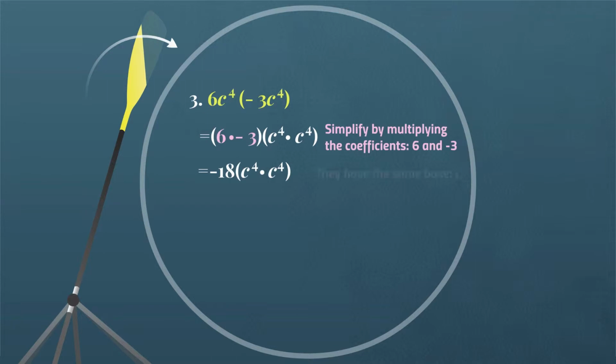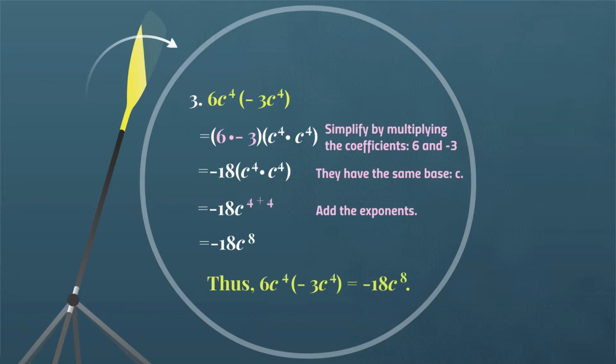The common base is c. So just add the exponents and put c as the base. The exponents are also the same, 4 and 4. 4 plus 4 is 8, so the answer is negative 18c to the 8. Thus, the product of 6c to the 4 and negative 3c to the 4 is negative 18c to the 8.